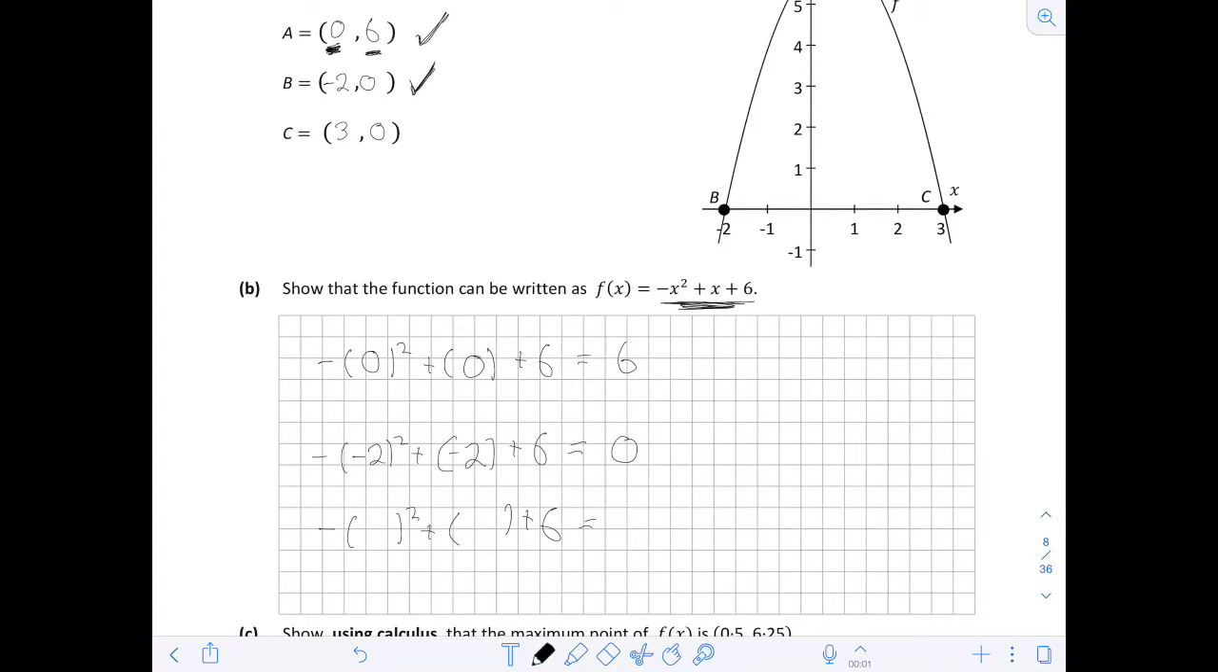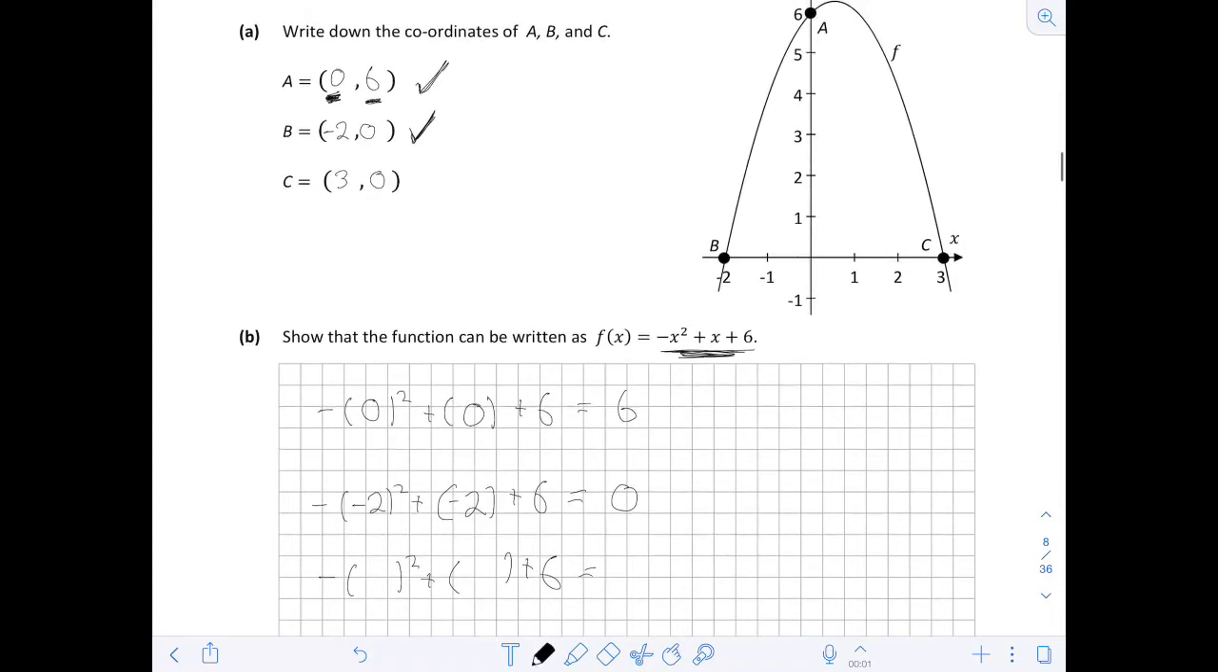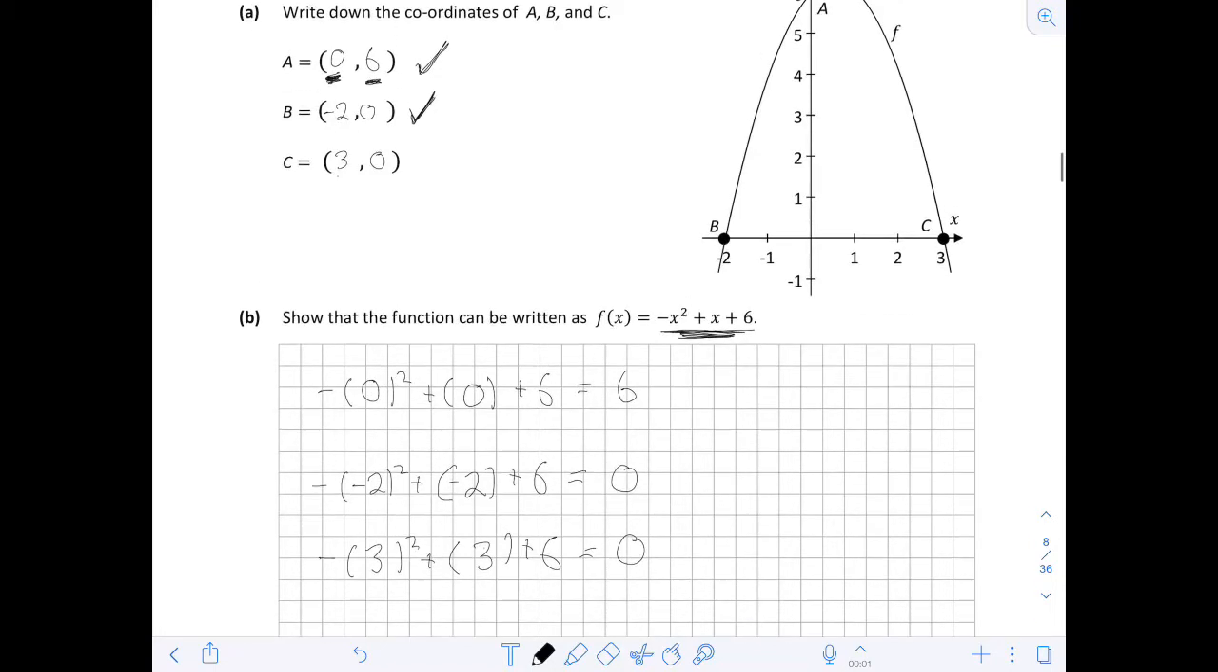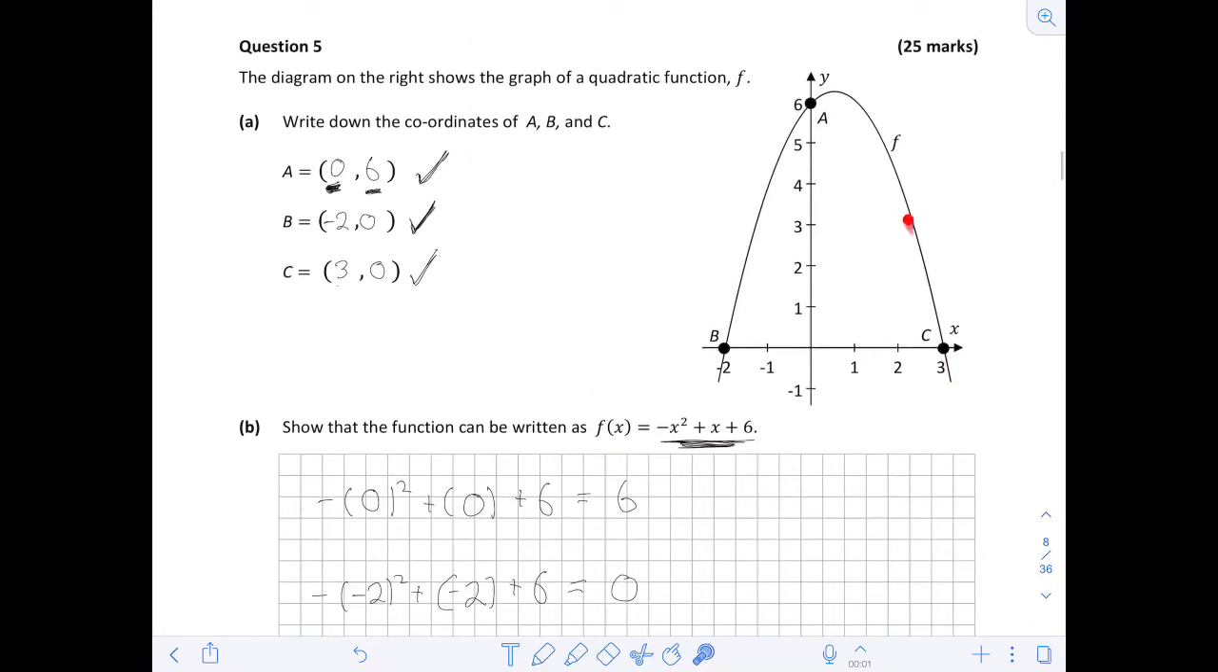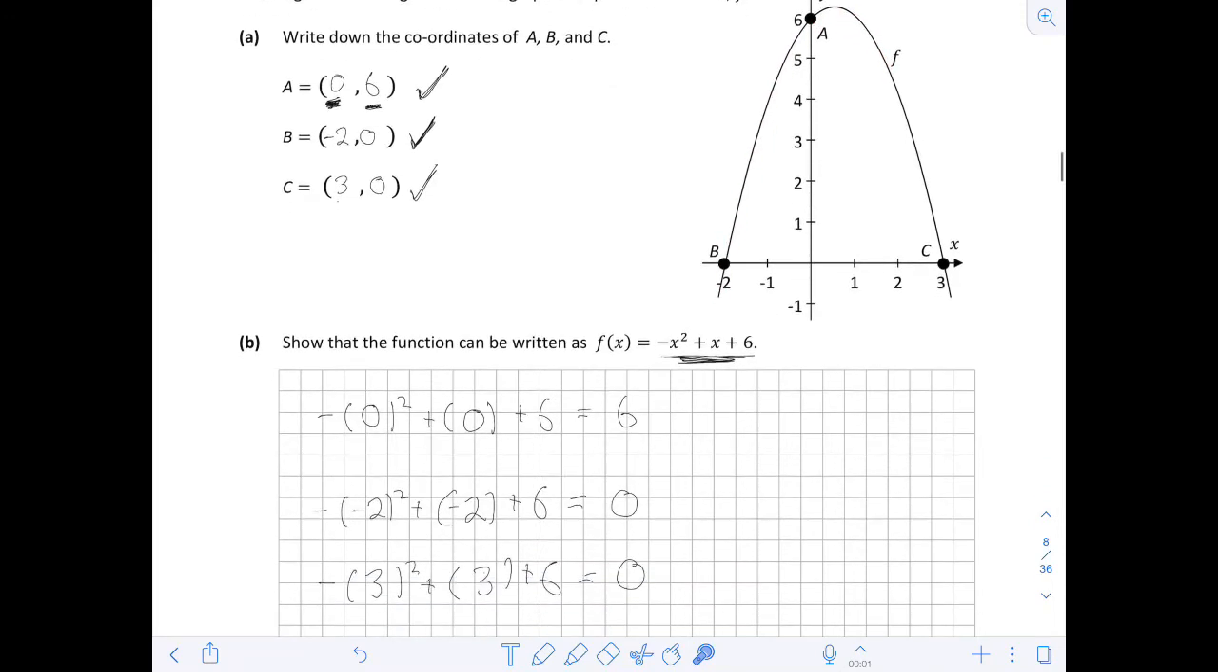So let's now take a look at point c. Point c is 3, 0. So I'm going to input a 3 here. And what do I hope the function will output? I hope it will output a 0. So let's try that. Minus bracket 3 close bracket squared plus bracket 3 close bracket plus 6 equals 0. Yes. So therefore, each of these 3 points are on this function. So this function must be this function here. Job done.